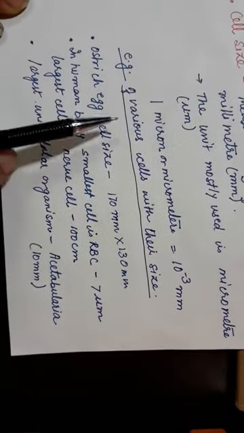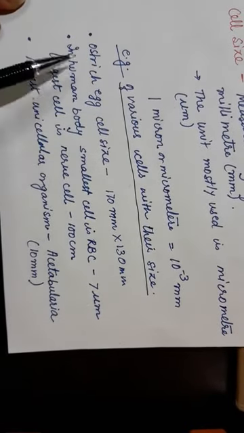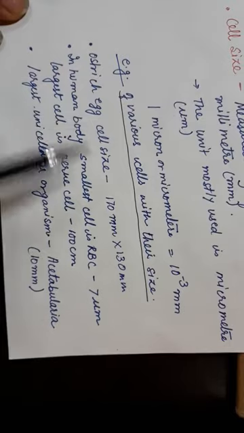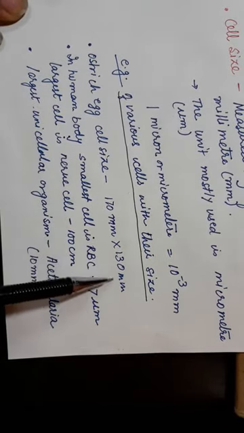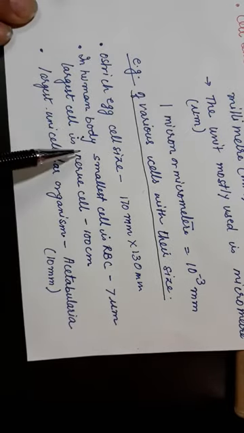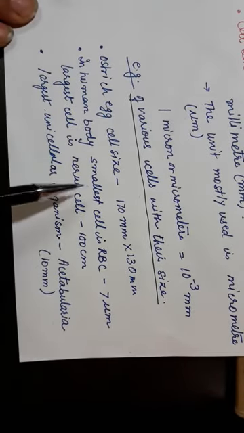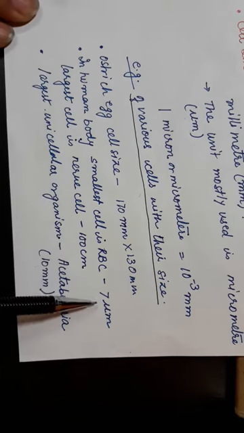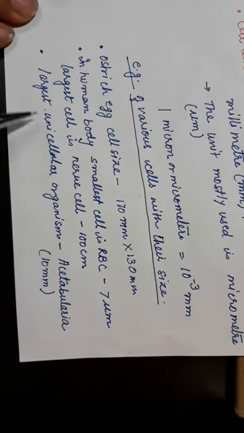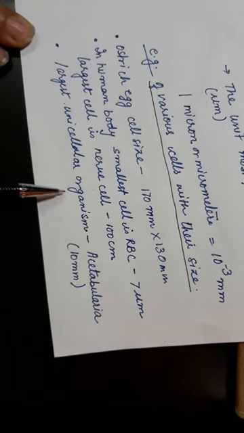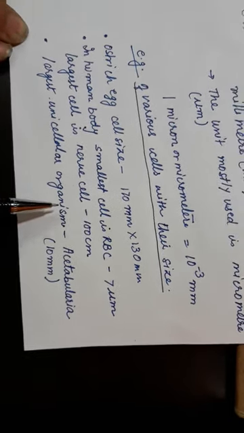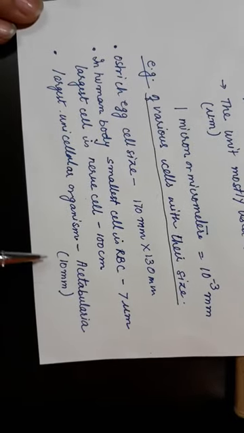Now examples of various cells with their sizes: ostrich egg cell size is 170 millimeter by 130 millimeter. In the human body, the smallest cell is the RBC, which is 7 micrometer. The largest cell is the nerve cell, which is about 100 centimeter. And the largest unicellular organism is Acetabularia. It is an alga.